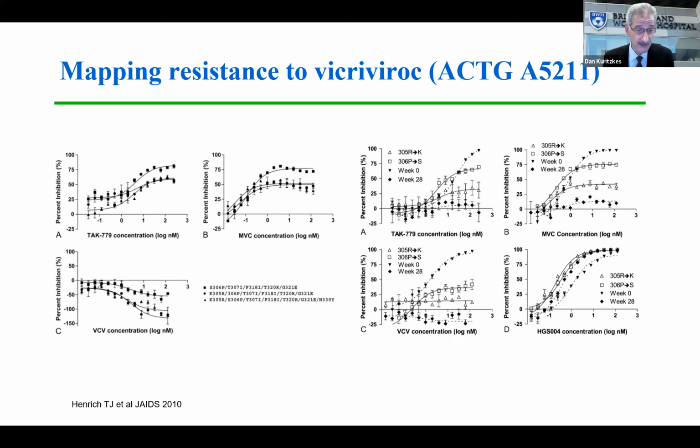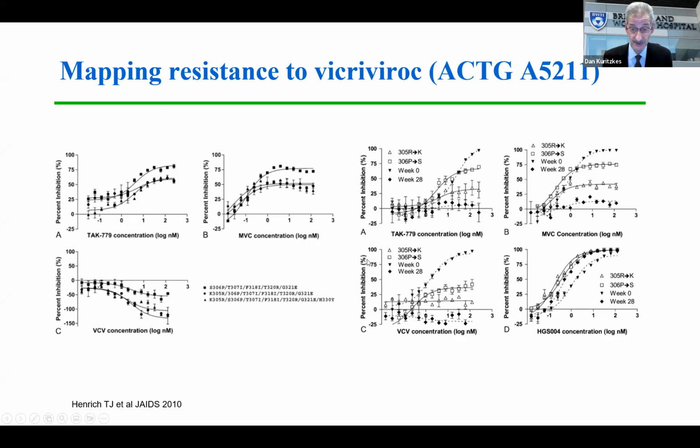And what you note is, instead of seeing a shift to the right of these curves, the curves are instead flattened, so that you fail to achieve 100% inhibition. And for Vicriviroc, you actually saw stimulation of replication. Sorting out which of these mutations is actually responsible for the phenotype is really very challenging and gets quite messy, as you can see in the panels on the right.